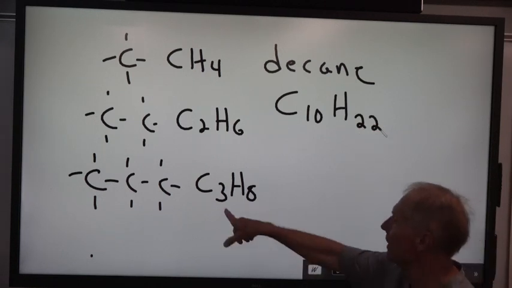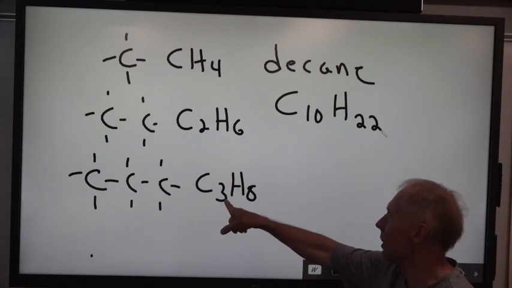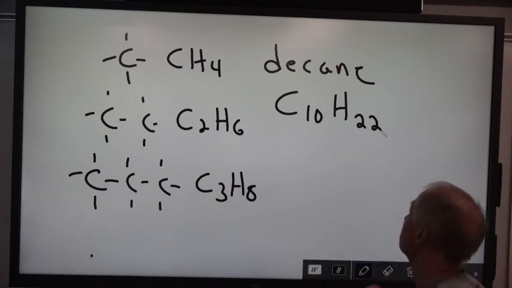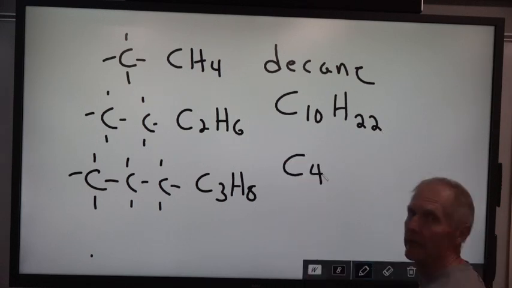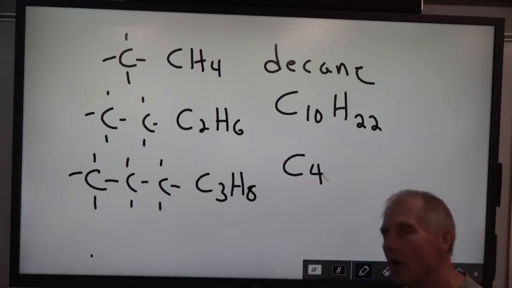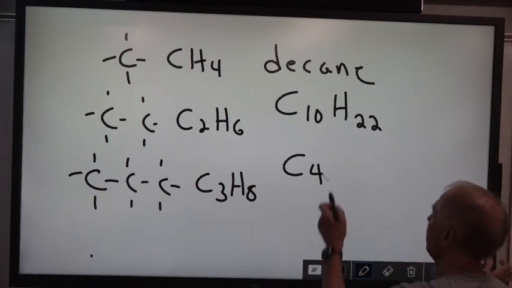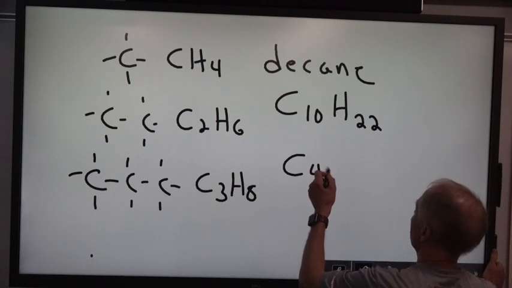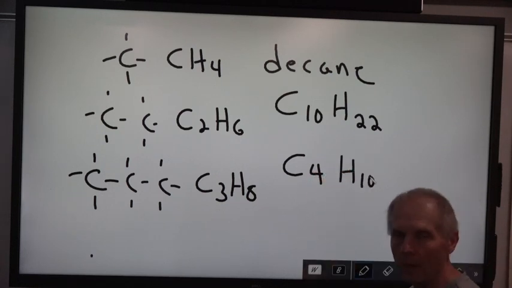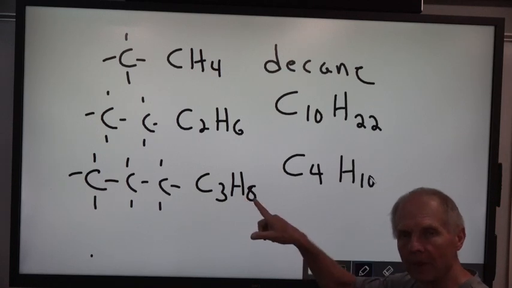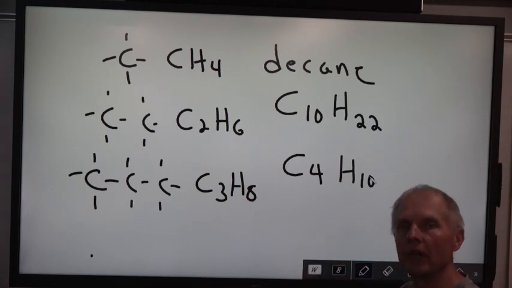So let's go with one that we already know. Let's go with butane. Butane is C4. Now, if it's an alkane, all you have to do is double the carbon number and add 2. So 4 and 4 are 8, and add 2 more, 10. So this is C4H10. So for that blank number 3 for alkanes, here's your general formula.